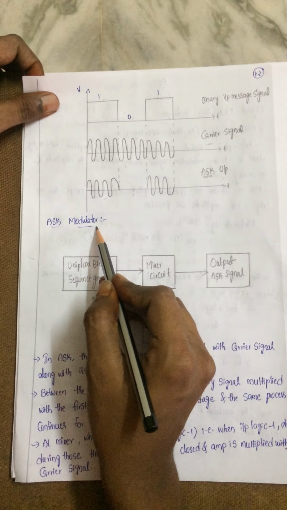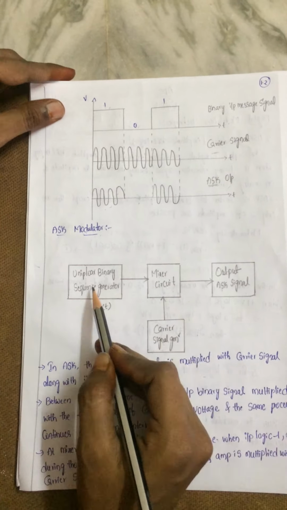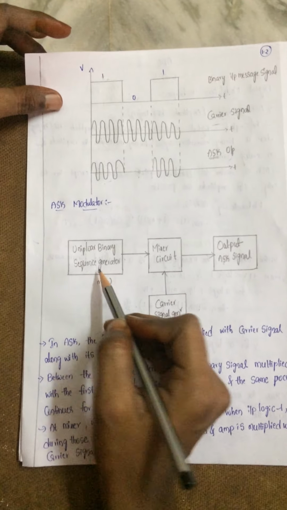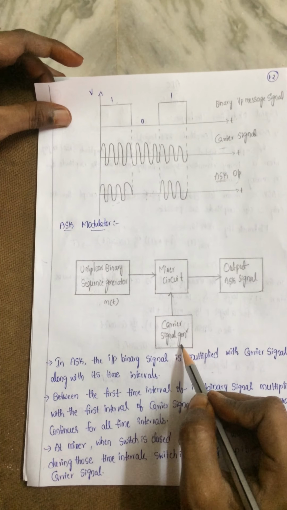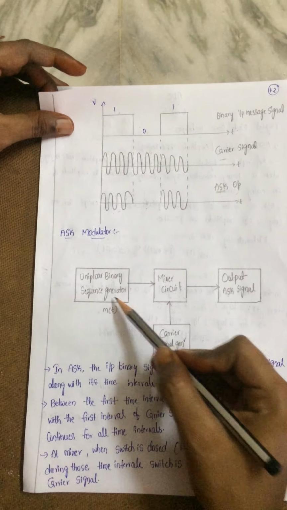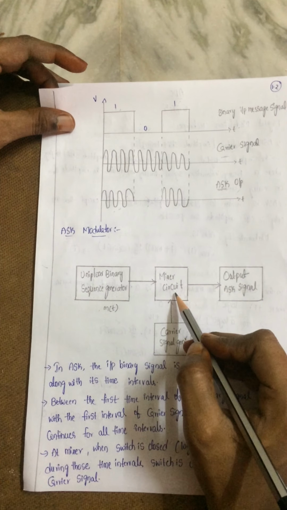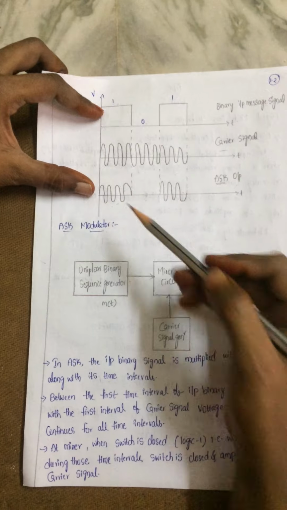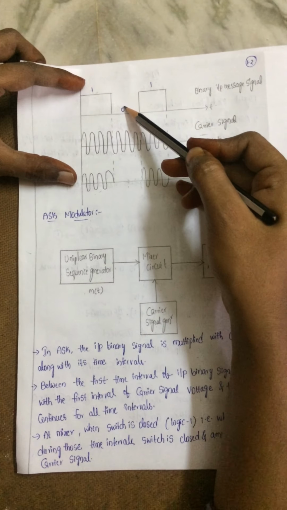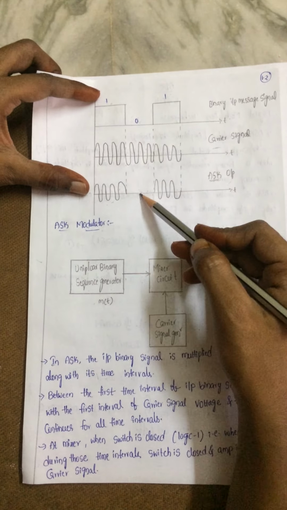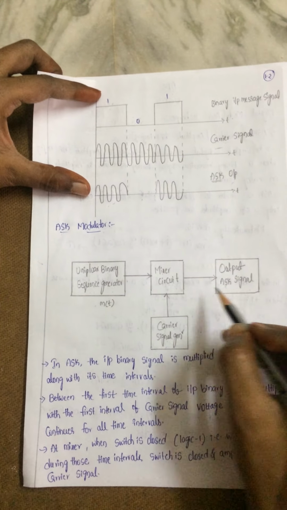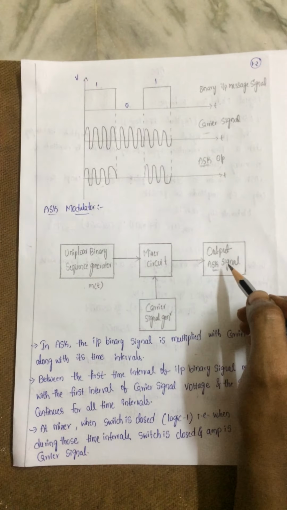So the ASK modulator block diagram is this one. First it contains a binary sequence generator, which generates the message signal, then a carrier signal generator which generates the carrier signal. The combination of these two is given to a mixer circuit. When the message is present as well as the carrier, the ASK output is present. When the message is 0, the output is 0. Hence we are getting the ASK output. This is a simple ASK modulator structure.